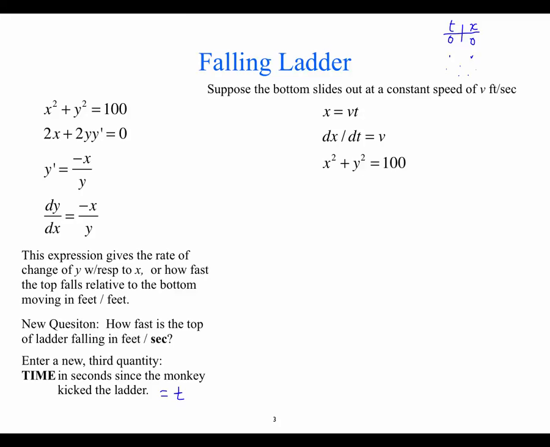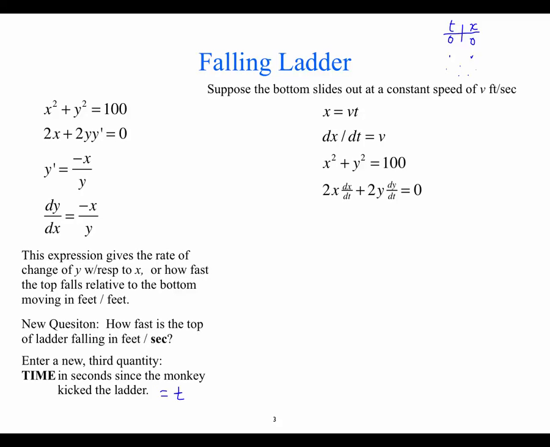Okay, so now we still have this relationship that's true no matter what the time is. We still have this triangle that makes the Pythagorean theorem true. And when we take the derivative now, we're going to take it with respect to t, because what we want is dy/dt, not dy/dx anymore. If we want how fast the ladder is falling in feet per second, then we want dy/dt. But then what does that mean when we take the derivative of x squared? x is now a function of t, just like y is a function of t. So it's going to require the chain rule as well.